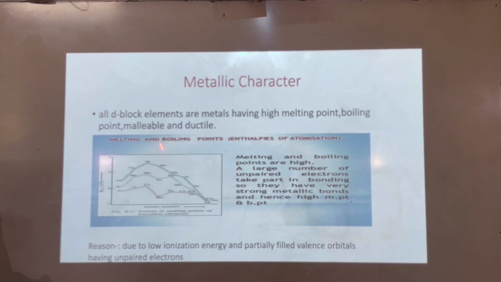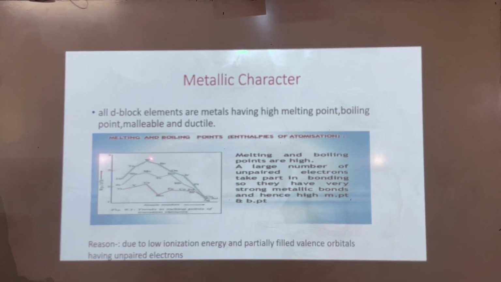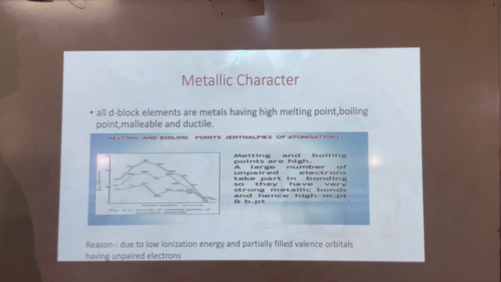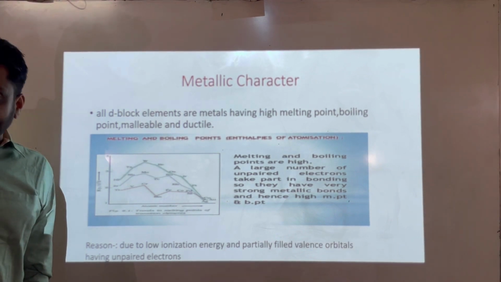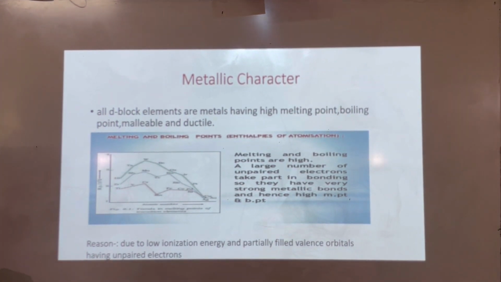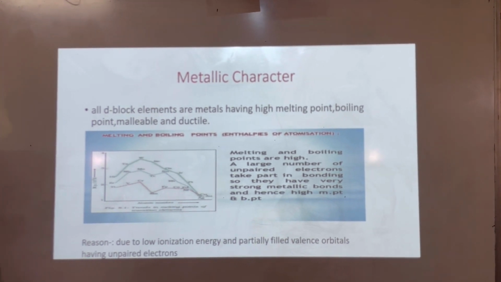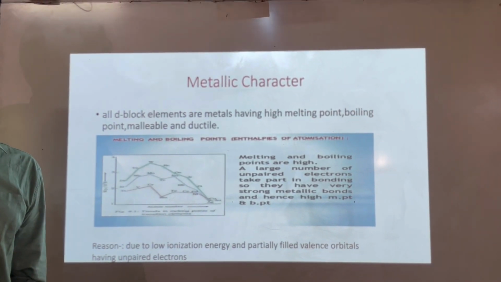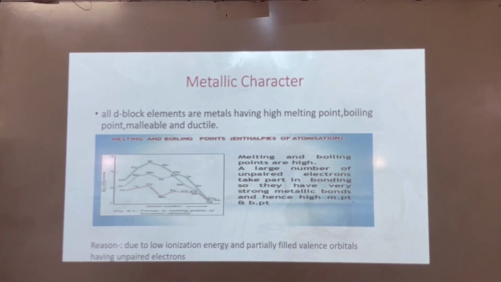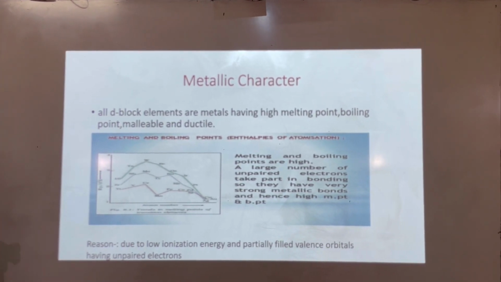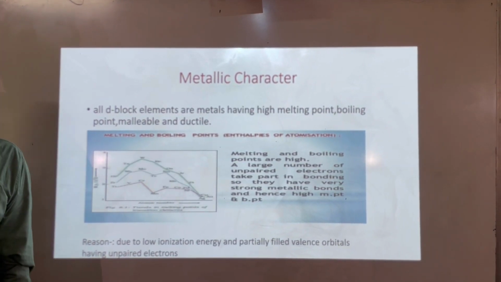Tungsten has the highest melting point. It is used as the filament in the electric bulb because it has a high melting point and boiling point. Because in the case of tungsten, molybdenum and chromium, there are 6 unpaired electrons in the d and s orbitals. So that's why they have high melting and boiling points.